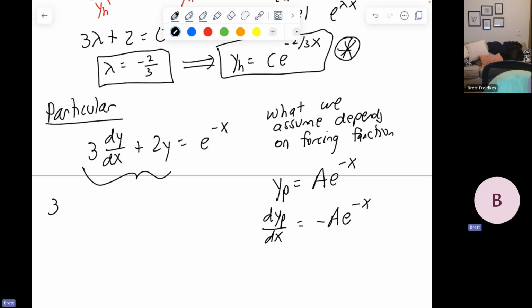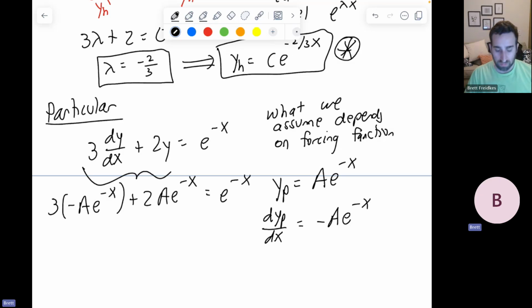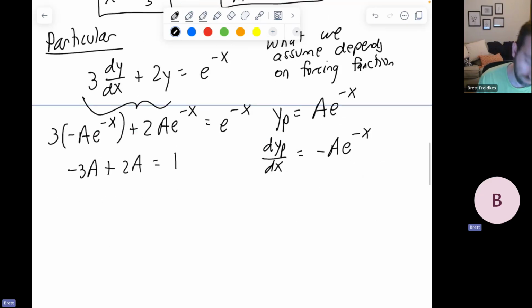We'll plug that in, so you get 3 minus a e to the minus x plus 2 times a e to the minus x is equal to e to the minus x. And what we can see is that all of these e to the minus x's will cancel out, because we can divide by them. That'll give us negative 3a plus 2a is equal to 1. So if we add those together, we get negative a, it's equal to 1. That means that a is equal to negative 1.